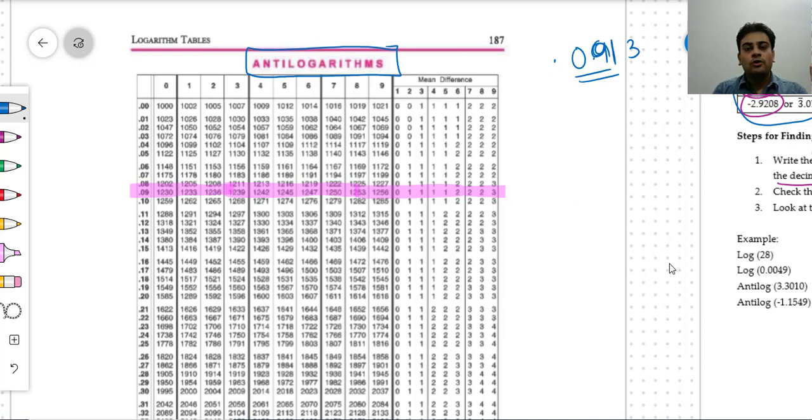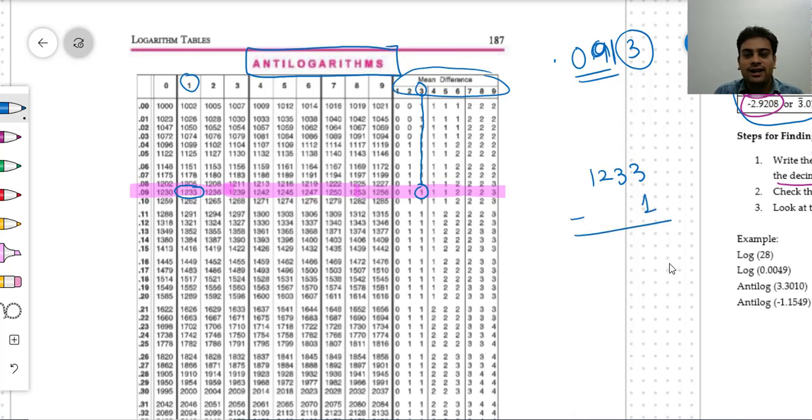Then for the third digit, we follow the same process and look at the first row. You will see this one, and the corresponding value is 1233. Then for the fourth digit, we look at the mean difference. This is my 3, and you come here, which shows it is equal to 1. Is this clear? Again the same process: you add this at the last digit. So 3, this is basically 4, 3, 2, 1. Now we have found the number from the Mantissa value, from the anti-log table.